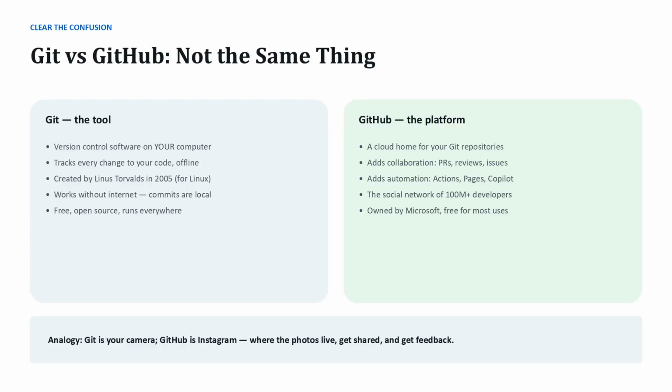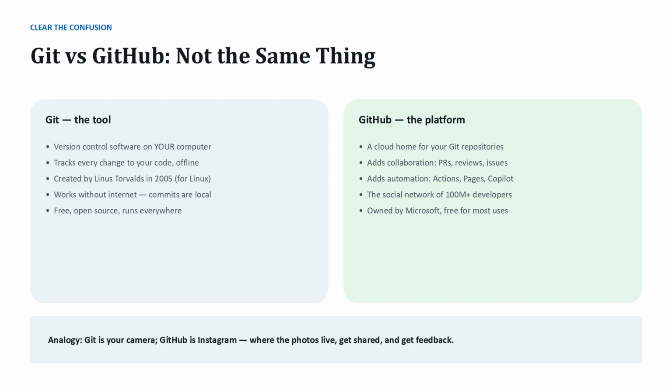Let's clear up the #1 beginner confusion right away. Git and GitHub are not the same thing. Git is a tool, version control software that runs on your computer. It tracks every change to your code, works completely offline, and was created by Linus Torvalds, the same person who created Linux. GitHub is a platform, a cloud home for your Git repositories that adds everything Git doesn't have: pull requests, code review, issue tracking, automation with actions, and a social network of over 100 million developers.